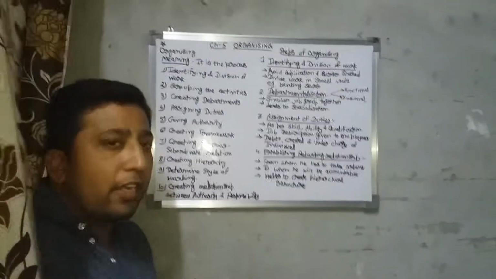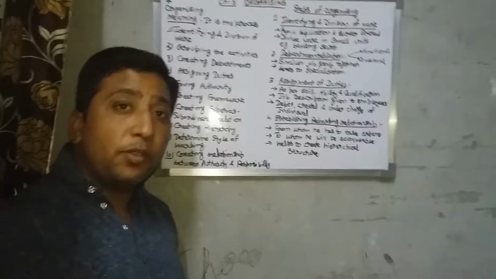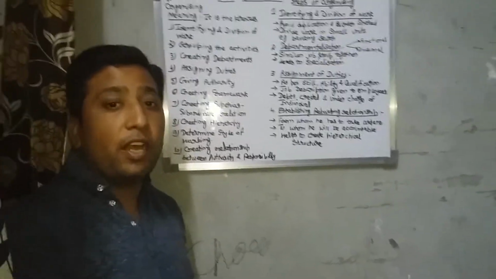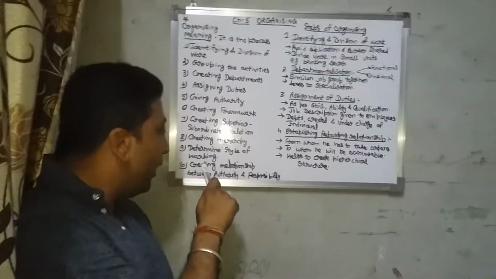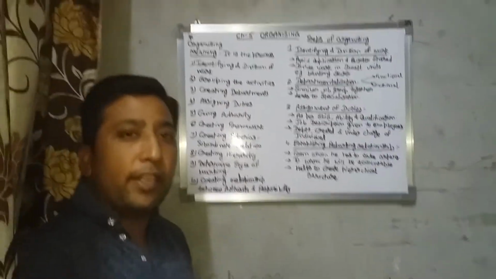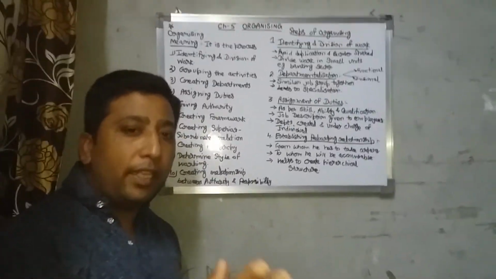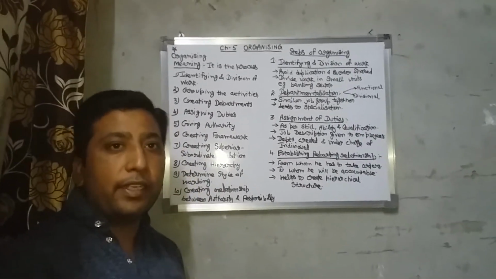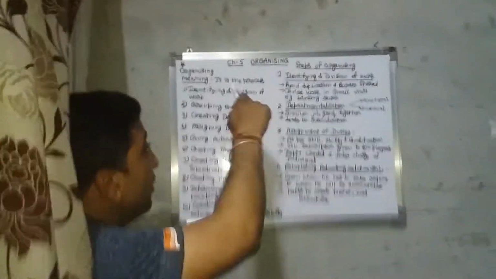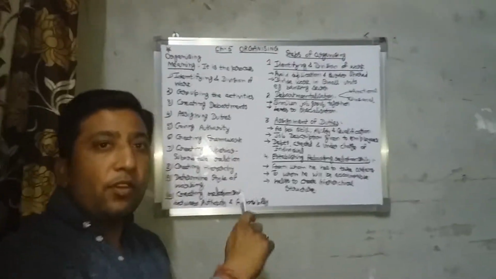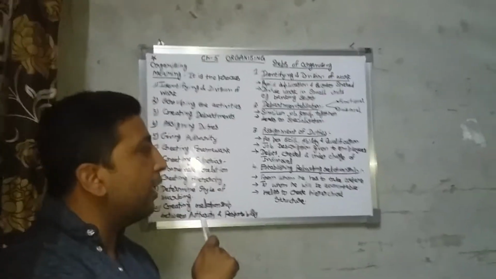Next is determining the style of working. How would you define the style of working? How would you give direction to the employee? Next is creating the relationship between authority and responsibility. First you have to give the authority, then the employee should be responsible for that particular kind of task. So this is all about organizing. Organizing involves these kinds of activities.